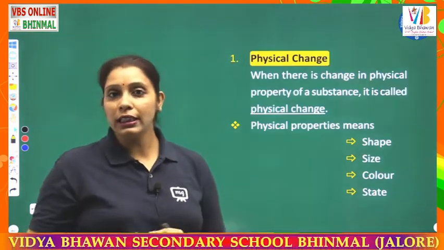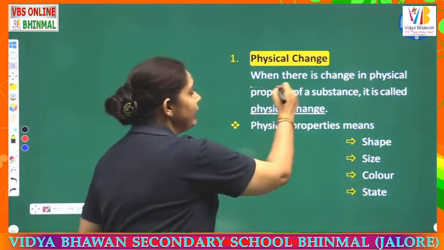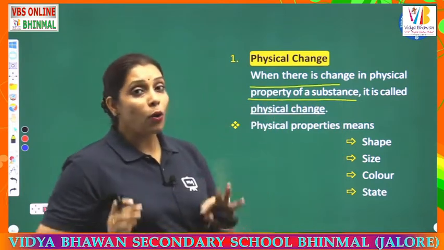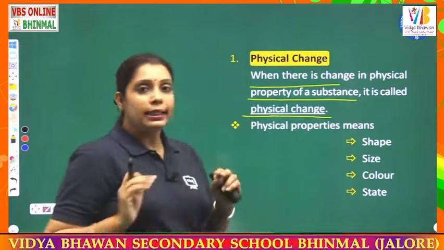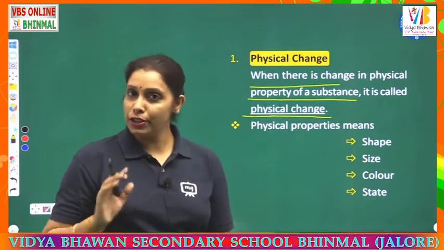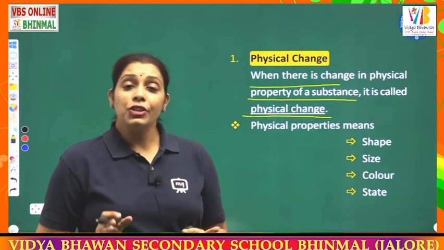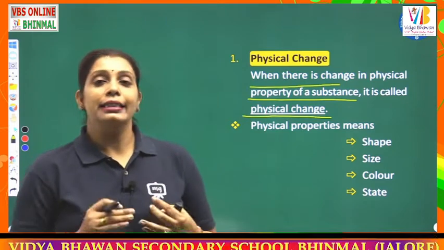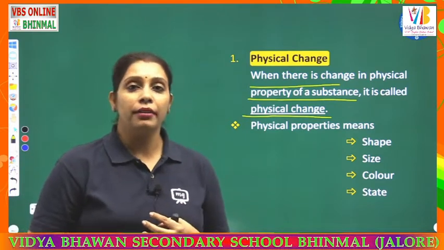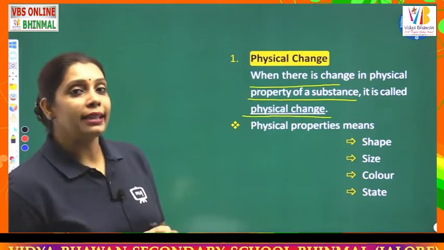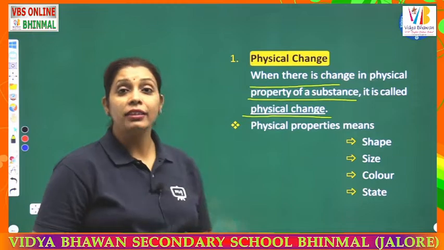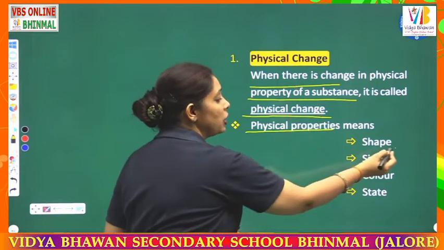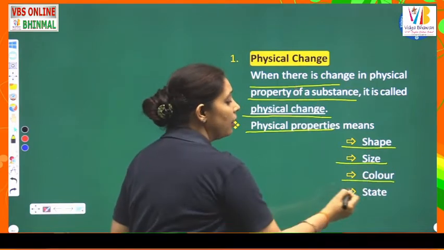Now what is physical change? When there is a change in the physical property of a substance, it is called physical change. If there are changes in the physical property of any substance, that change is known as physical change. But what are these physical properties? The size, the state, the color, shape, all these are physical properties of a substance. So we can say physical properties means shape, size, color, state.